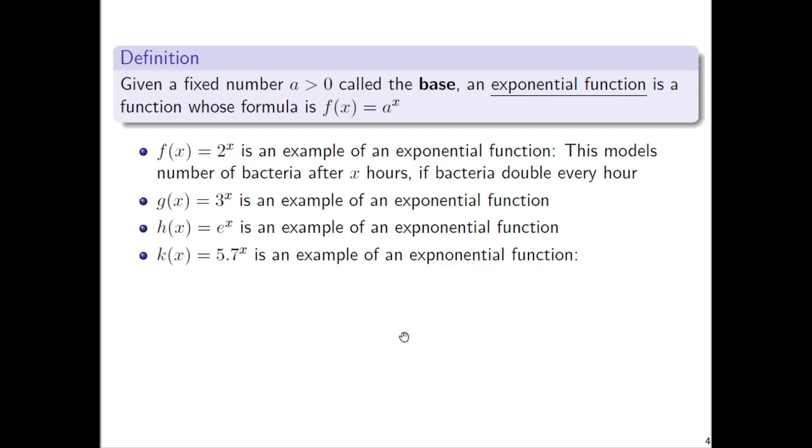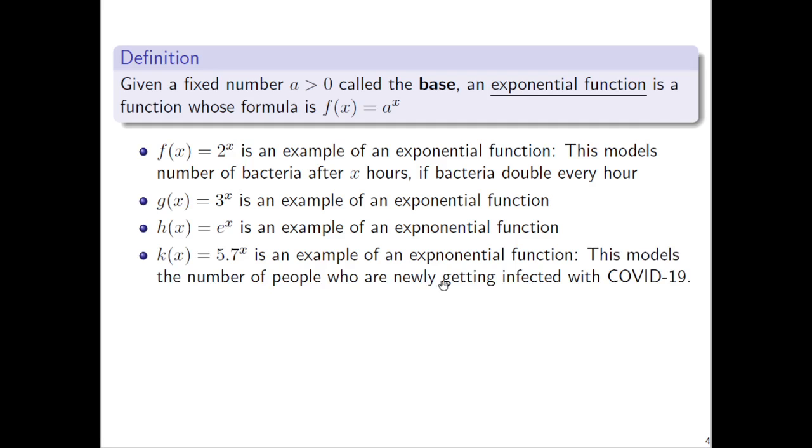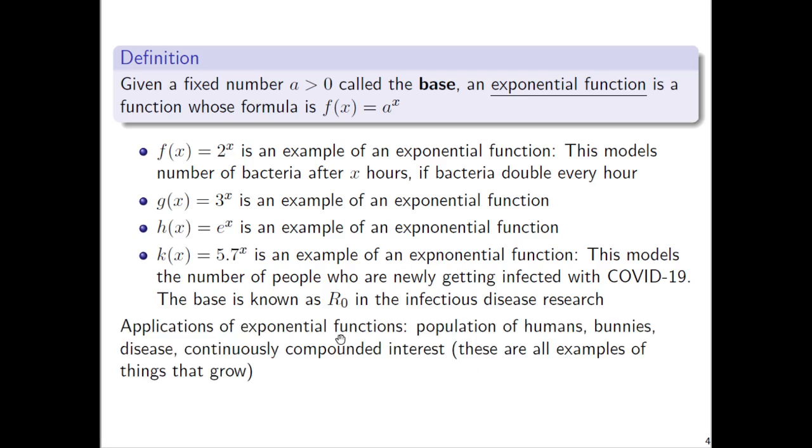K of x equals 5.7 to the x power. This is an example of an exponential function. In fact, this models the number of people who are newly getting infected with COVID. Where did 5.7 come from? This base number here, 5.7, is actually known as R naught in infectious disease research. You should look this up online, Google for R naught. We want that number to be small to make sure not as many people are newly getting infected. But at least in a quick lookup, I found the number 5.7.